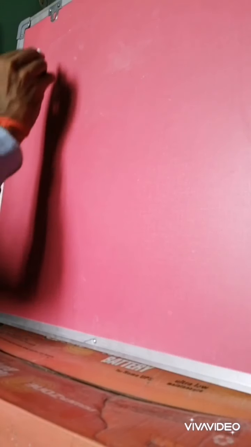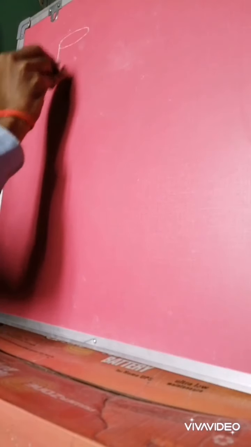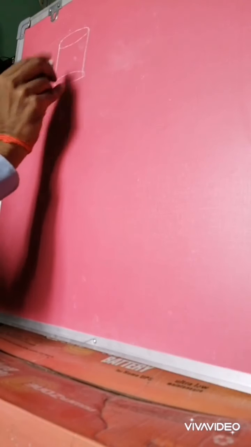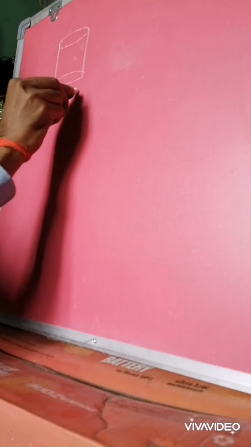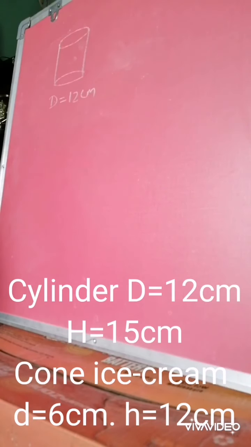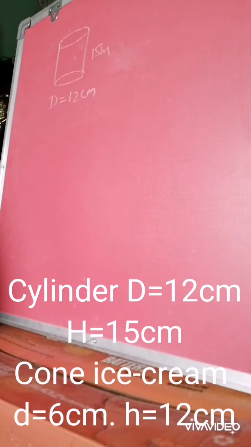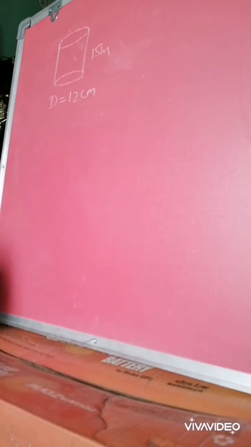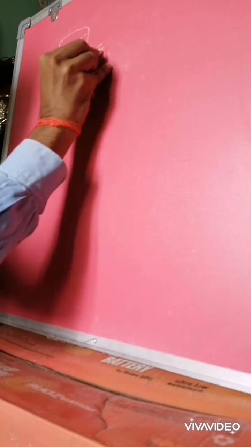The next question is: a cylindrical container of diameter 12 cm contains ice cream and its height is 15 cm.